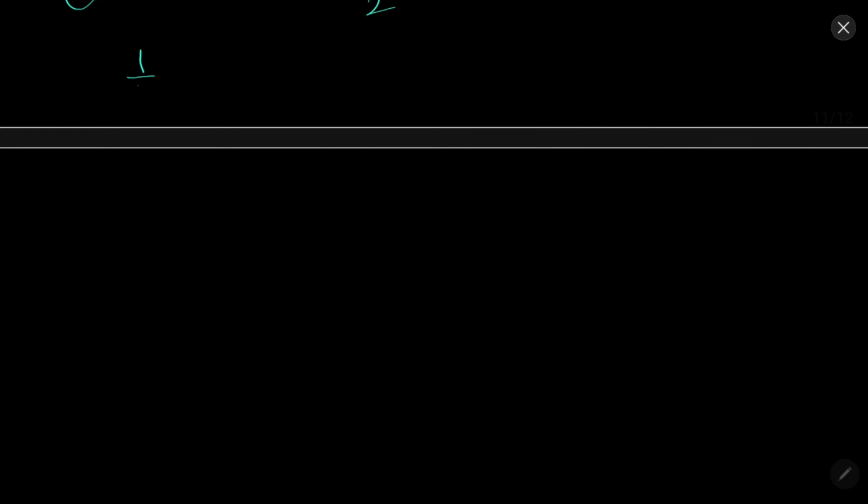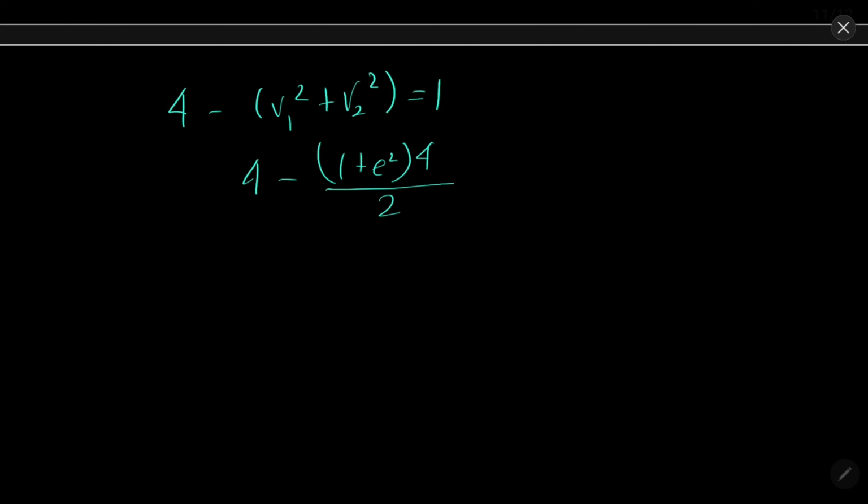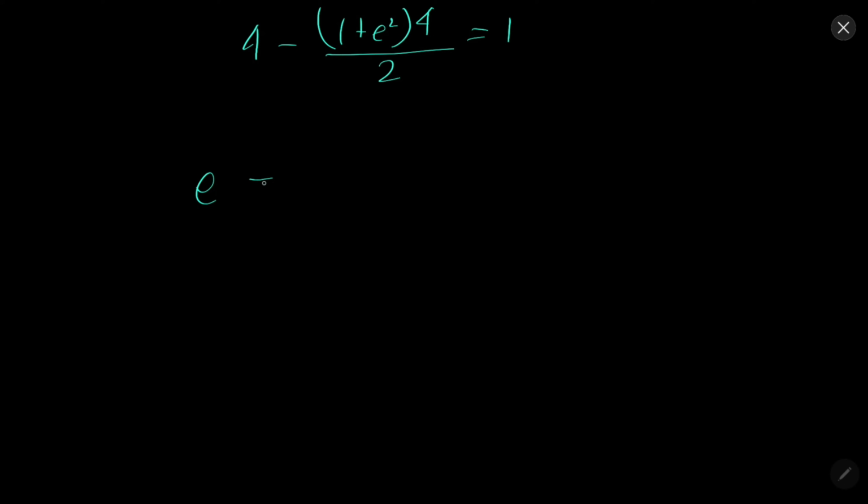So we will have half 2 square minus half 2 v1 square plus half 2 v2 square equal to 1. So 4 minus (v1 square plus v2 square) equal to 1. 4 minus (1 plus e square) into 4 over 2 equal to 1. So from this e will come out to be 1 by root 2.